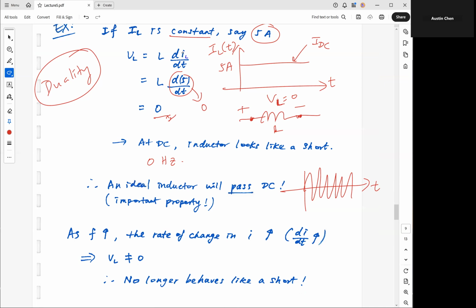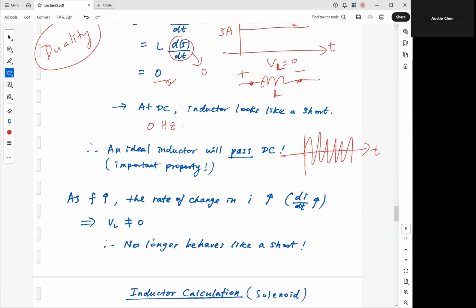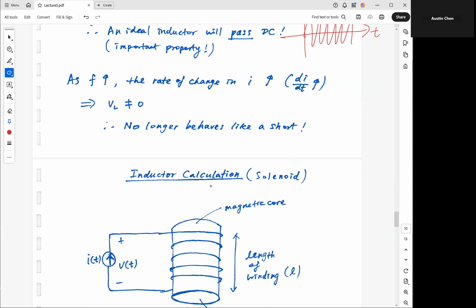And that's just because dIL over dt is no longer equal to 0. So VL is equal to something now, which is not equal to 0. We'll come back to revisit this when we talk about the frequency domain analysis again, and compare the time and the frequency domain analysis in this context.